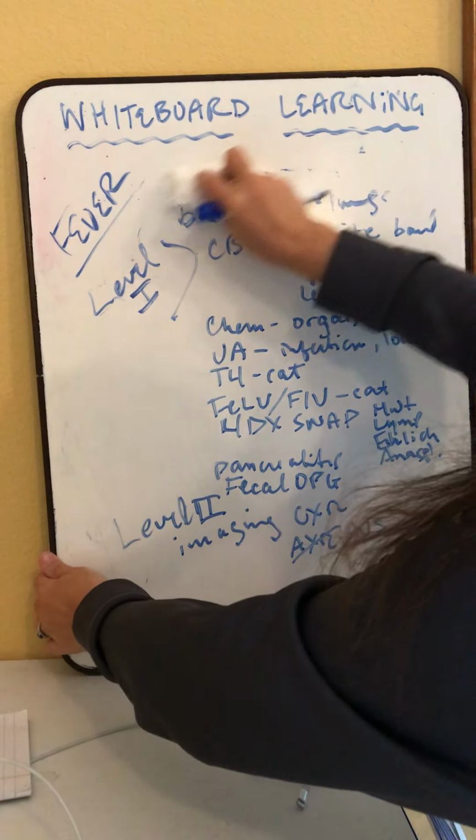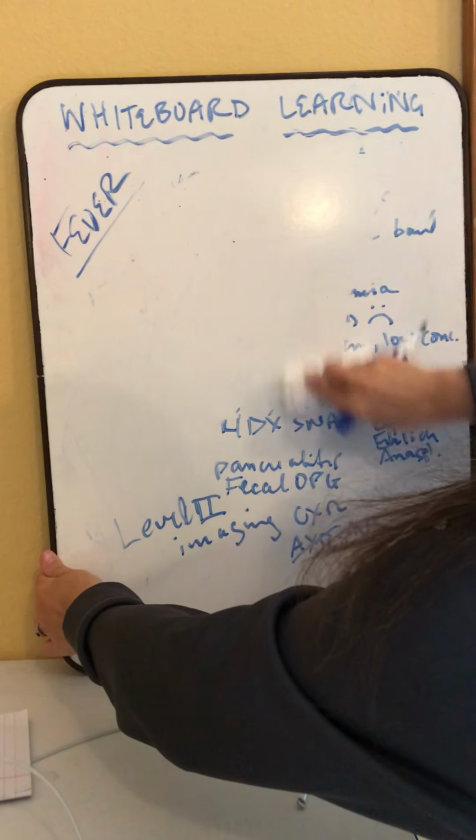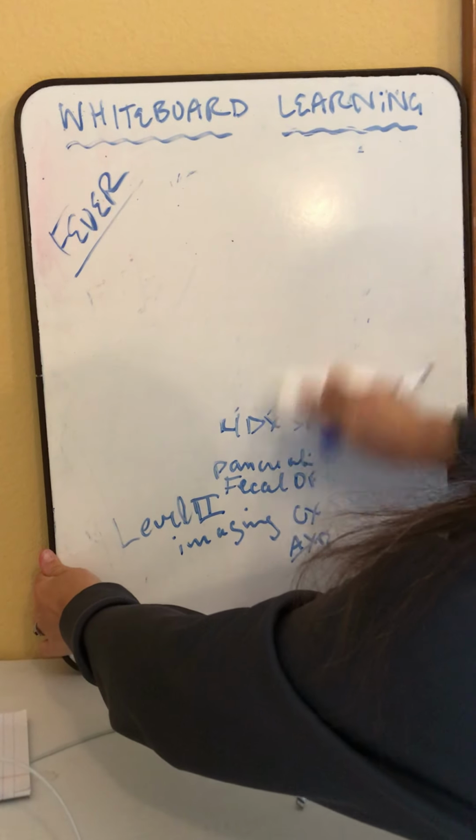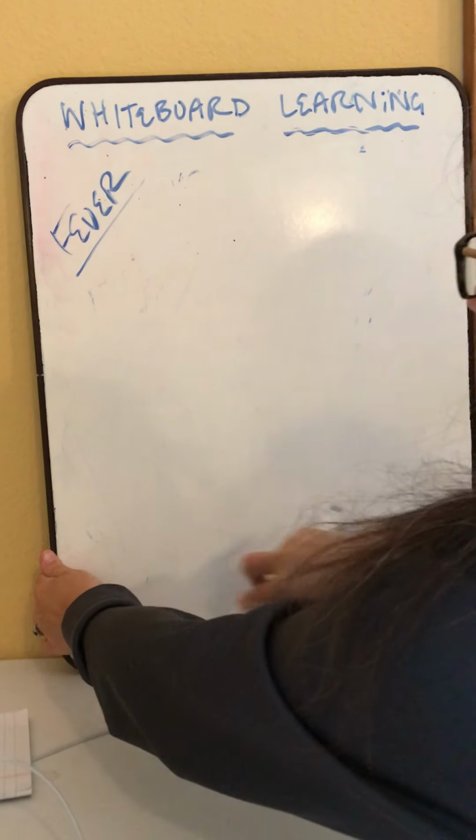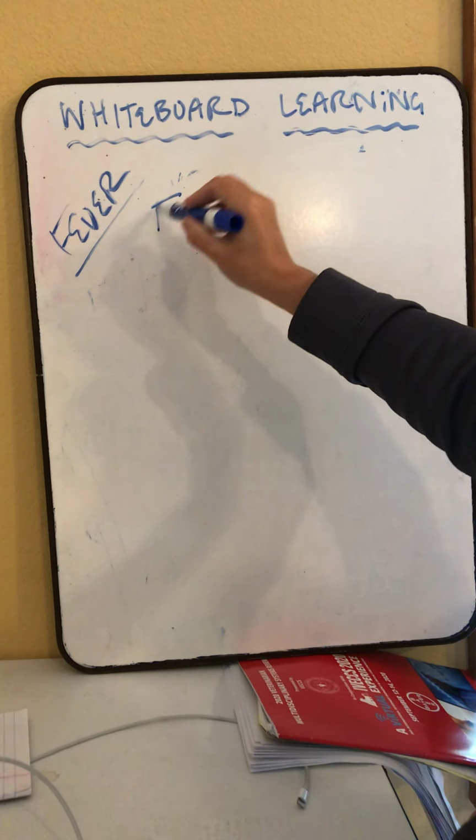So what if you still haven't found the answer? Then you really might have to go to level 3 testing, and that's where the money starts to add up. But let's talk about something before we talk about level 3, and that is something called fever of unknown or undetermined origin.